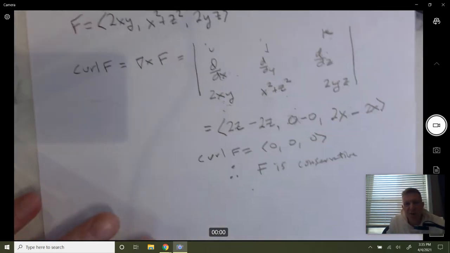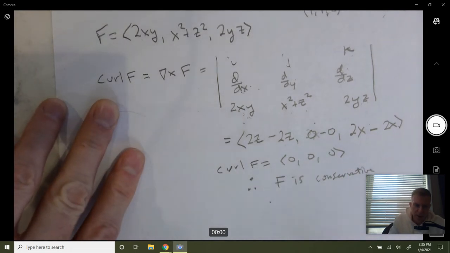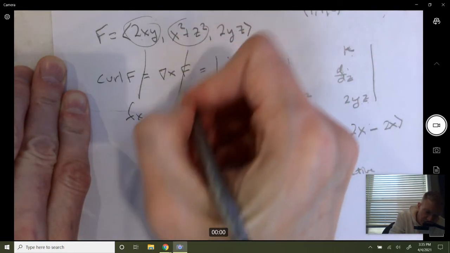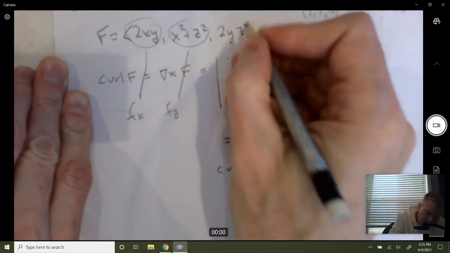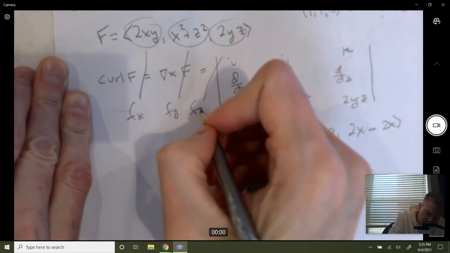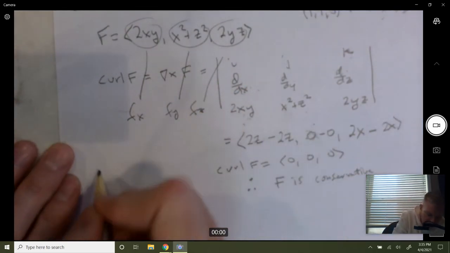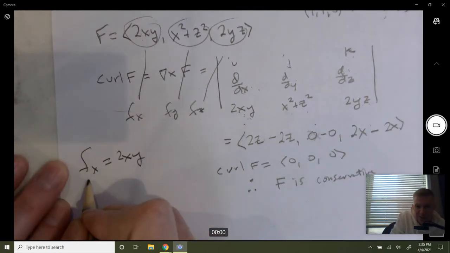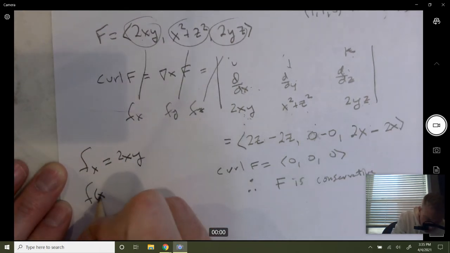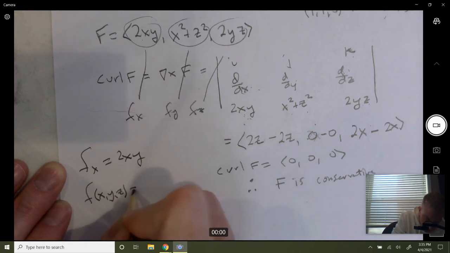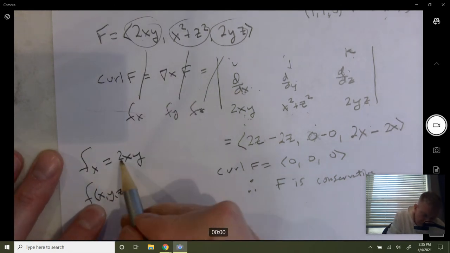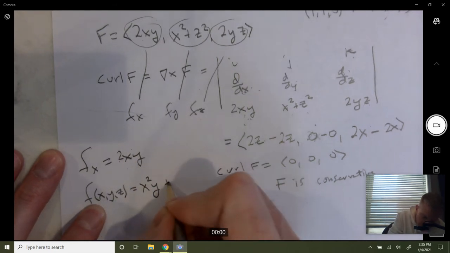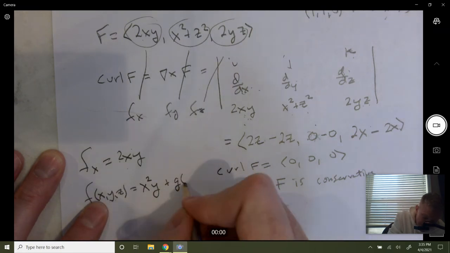Now we have to find our potential function. Okay. If F is conservative, we know this is an x derivative, this is a y derivative, and this is a z derivative. So going through this process one more time, we've got our f_x is equal to 2xy. So let's take the antiderivative with respect to x. Our f, which this time is a function of x, y, and z, is going to be equal to the antiderivative with respect to x, which is 2x squared over 2. So we get x squared y plus g, which now can have y's and z's in it.